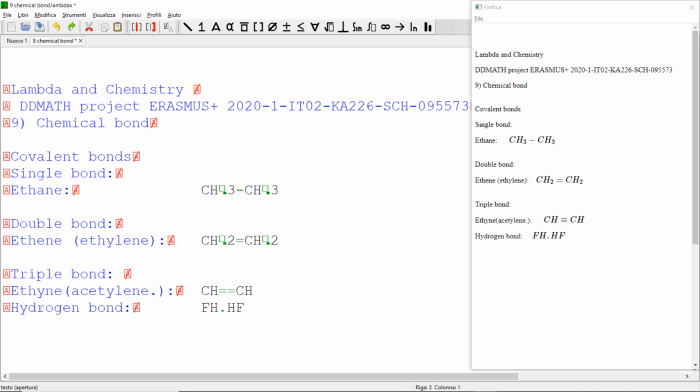Hydrogen bond. The bond is indicated by the dot sign. FH···HF. Hydrate compounds.